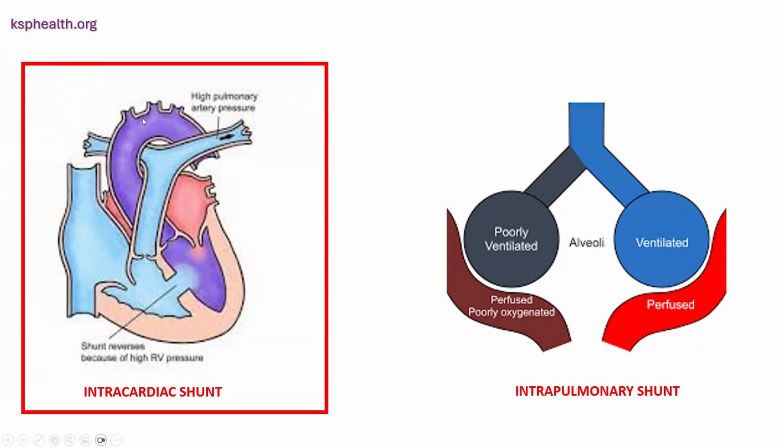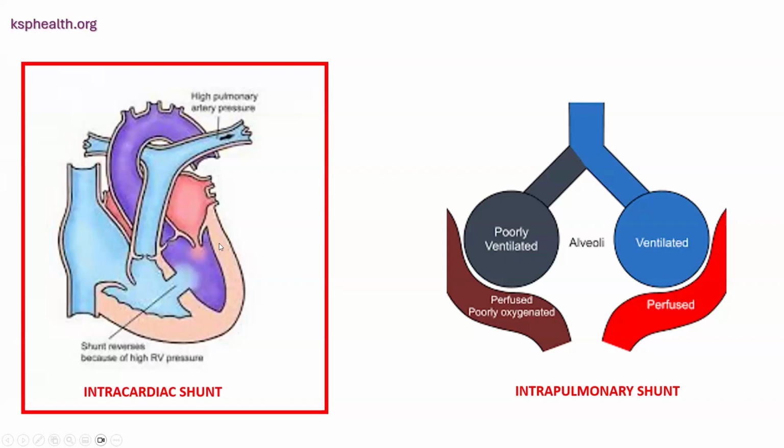On the other hand, if the reversal happens, meaning a right to left shunt happens, either at the atrial level or ventricular level, that causes deoxygenated blood being pumped into the systemic circulation, which causes hypoxemia. When does that happen? When the right ventricular pressure is higher than the left ventricular pressure. That happens when the pulmonary artery pressure is high, in pulmonary obstruction or pulmonary hypertension. As a result, the right ventricular pressures are higher than the left ventricle.